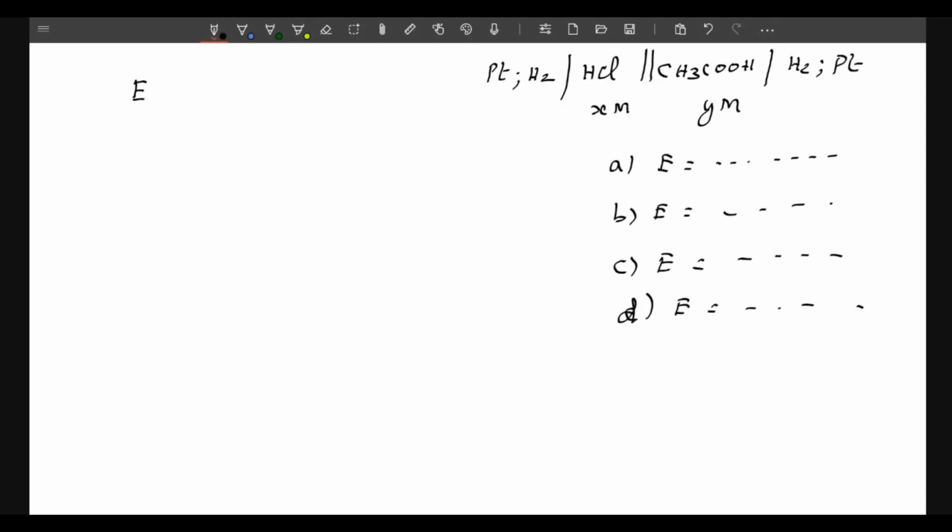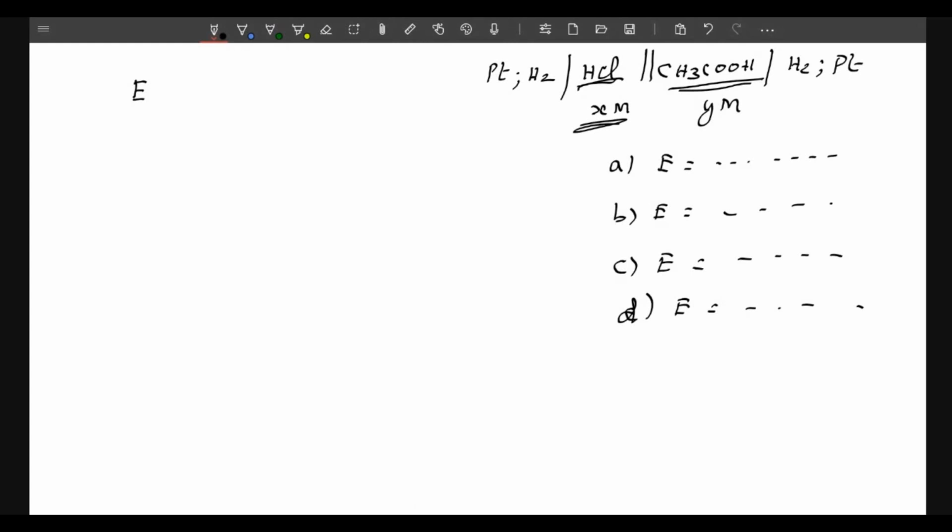And as usual, consider this hydrogen as a half H and then one electron transfer. Here HCl is a strong acid, therefore the activity of the H plus ion is X molar. What would be the activity for the acetic acid? The H plus ion activity is not equivalent to Y molar, it is a weak acid. Therefore, you have to calculate the concentration of H plus in the weak acid. That is the difference in the electrolyte concentrations here. Here also H plus is the electrolyte, here also an acid is the electrolyte. But one is a strong acid and the other is a weak acid. In the strong acid, you can give the activity of the H plus ion very easily. But in the case of the weak electrolyte, you have to calculate this.